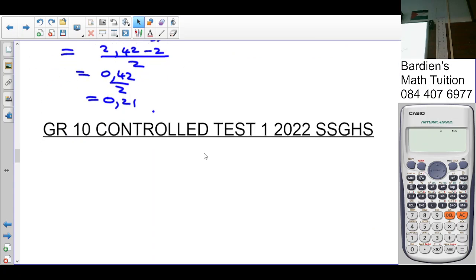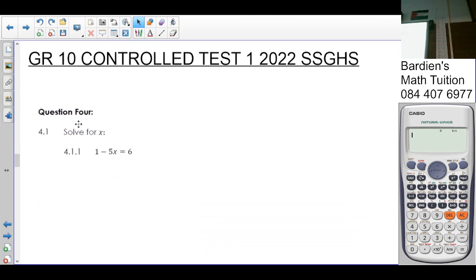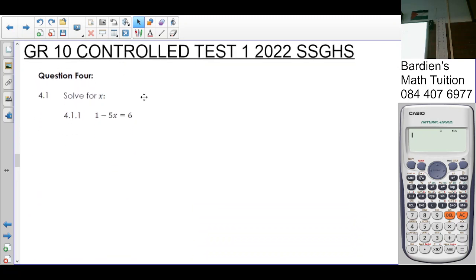Maybe then you'll be able to make a link between topics and questions and the way we answer our exams in future. People could solve for x. Straightforward.